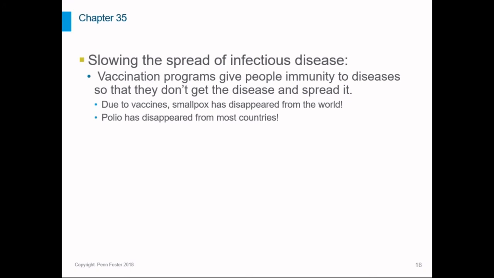Due to vaccines, smallpox has disappeared from the world entirely, and polio has disappeared from most countries and hopefully will soon be gone from the entire world. Only 22 new cases of polio were reported worldwide in 2017. So hopefully someday that will be zero.